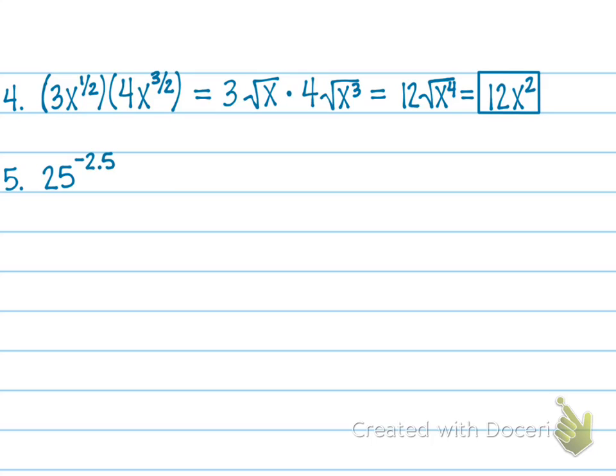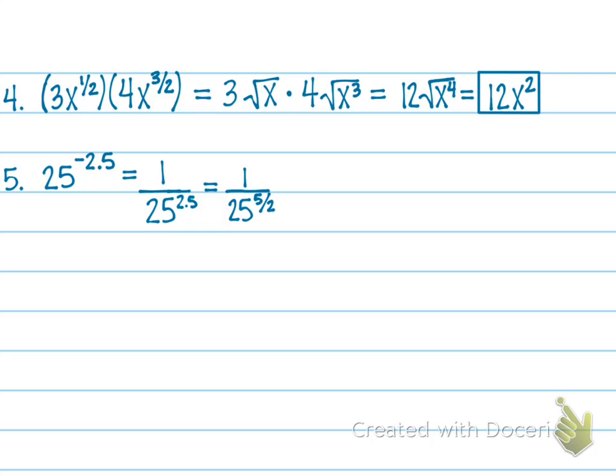Number 5, we have another negative exponent. So we have 25 to the negative 2.5. First we always fix if it's a negative, so we put it over 1 and flip it. So now we have 1 over 25 to the 2.5. Now we still have to change that 2.5 into a fraction. So 2.5 as a fraction is 5/2. So now we need to put it in radical form.